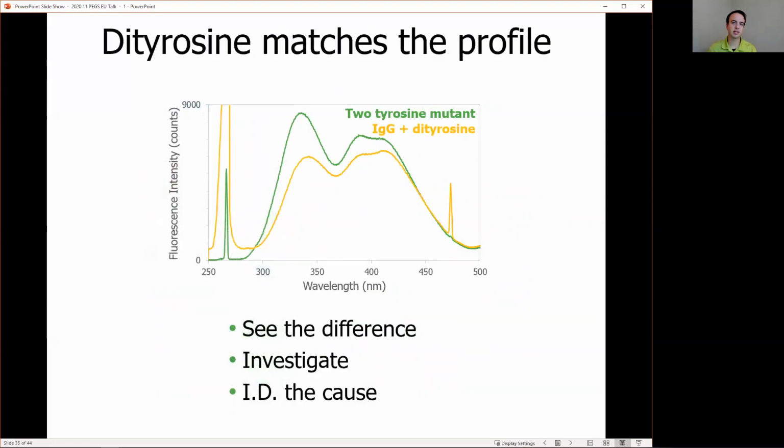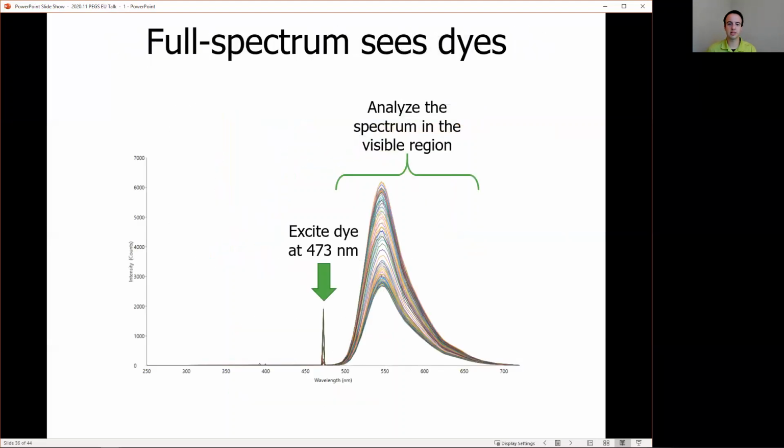And if we want to start to understand why that shift is occurring, we can actually start to run some control samples. So here we're comparing the result from that two tyrosine mutant against the result where we've spiked in an IgG sample with some dityrosine, and understand that that signal is remarkably similar, and so that signal coming from the two tyrosine mutant probably indicates that tyrosine is cross-linking and forming a dityrosine degradation product. So with UNCLE, you're able to see the difference, investigate, and ID the cause there.